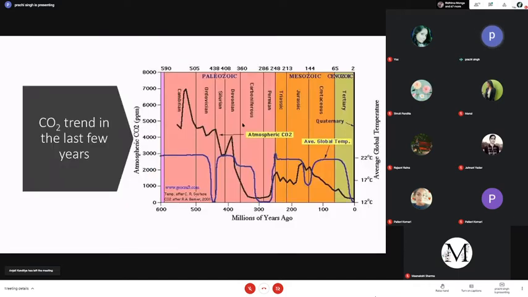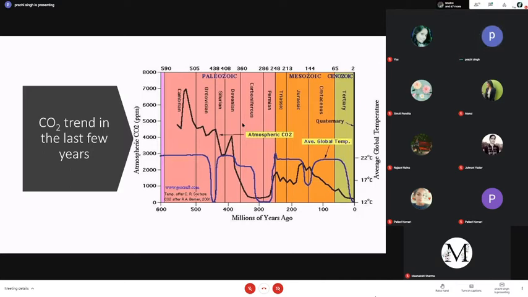Anyway, so this is the CO2 trend in the last few years. Of course, it's not the first time that the CO2 concentration has gone up so high, but this time it's not because of natural causes, or changes in the rotation, revolution, or radiation impact of the earth. It is completely because of human activity.